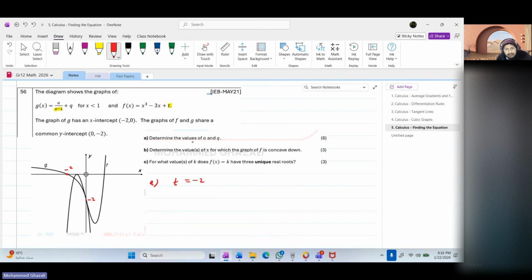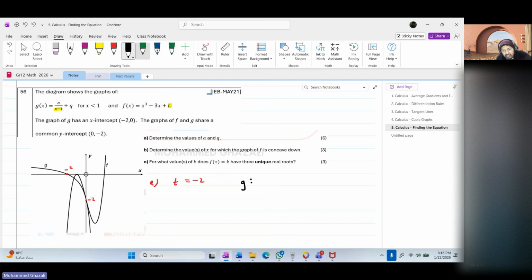So the x-intercept, to find the value of a and q, you just need to substitute these coordinates inside this function. So remember the function g is y equals... okay, so we got t equals 2, that's great. Move on to the next part. That was the first part solved.